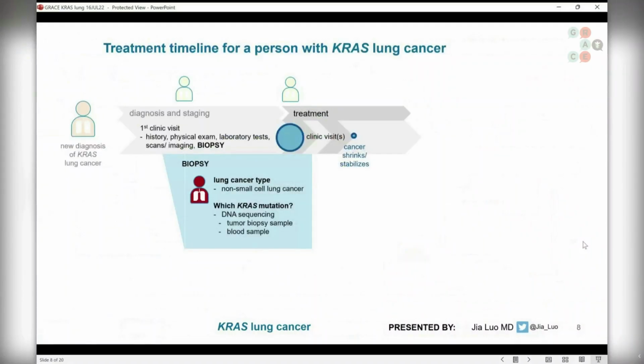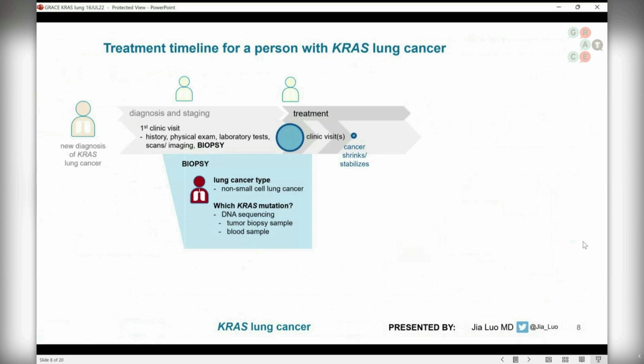So a little bit about the way that KRAS is diagnosed. In order to diagnose someone with KRAS lung cancer, shown here on the far left is an individual's timeline when they present to a medical oncologist clinic. The first thing we are trying to do is collect a lot of information, and that includes not just the history and physical exam, but an actual biopsy, so an actual sample of the cancer itself.